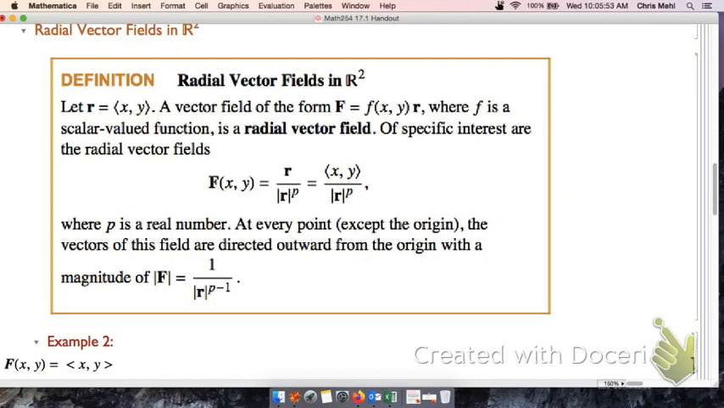So at every point except the origin, the vectors of this field are directed outward from the origin, and the magnitude of f ends up being 1 over the magnitude of r to the p minus 1. You can go ahead and work that out on your own.